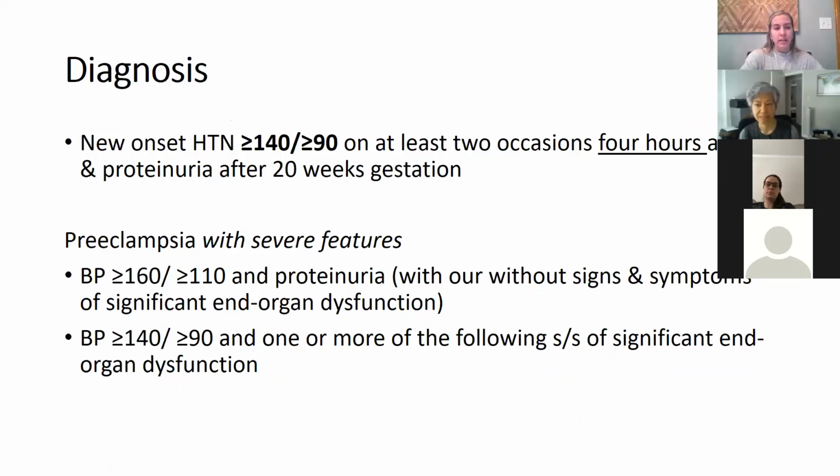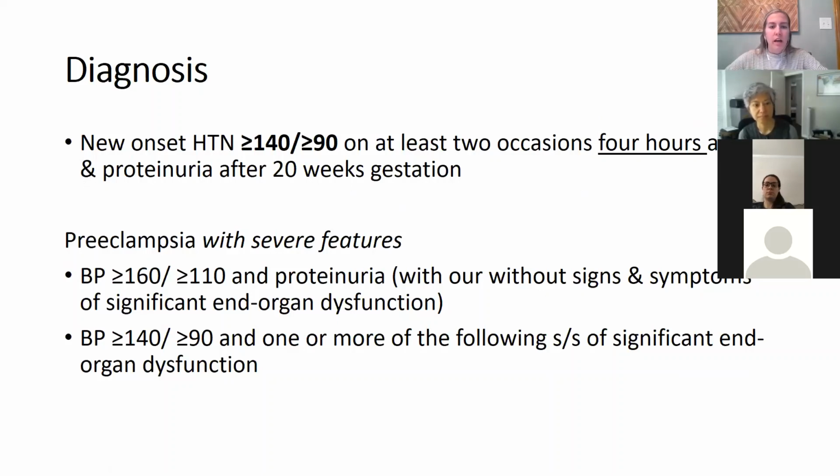How we diagnose pre-E, I already said it's new onset hypertension. So even into these mild range pressures, which we categorize as a systolic of 140 over diastolic greater than 90 on at least 2 different occasions, at least 4 hours apart. And then the proteinuria after 20 weeks. And I'll talk about that definition a little bit.